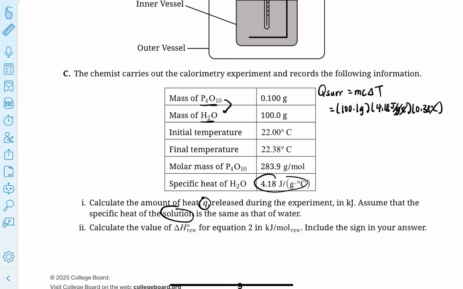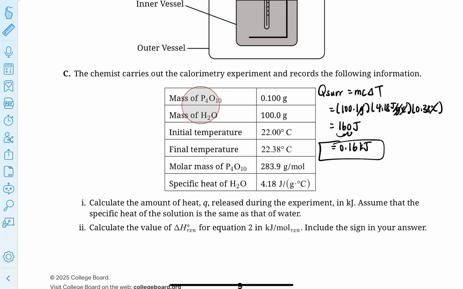So mathematically, Celsius and grams will cancel out. And that will give me my answer in joules, and I'll get 160 as my answer. We do have to convert it to kilojoules. So I'm going to take my decimal and move it 1, 2, 3 to the left. That equals 0.16 kilojoules. So this is my answer for part C1. Okay, now let me get rid of some of this.